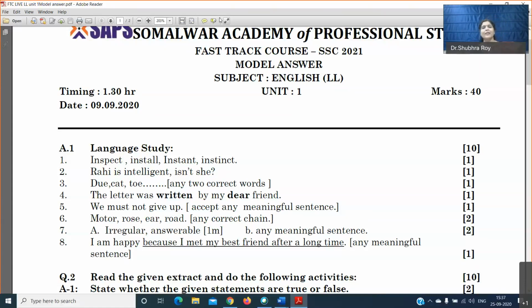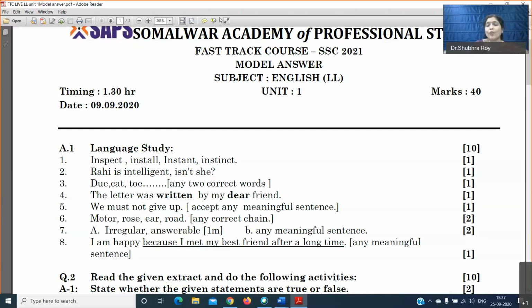Okay. Then the next one is spot the error. This is a very important and a difficult question. The letter was wrote by my deer friend, but the spelling was different. So it is dear friend, and wrote becomes written because you use the V3 form after was. So the letter was written by my dear friend. That is the answer.